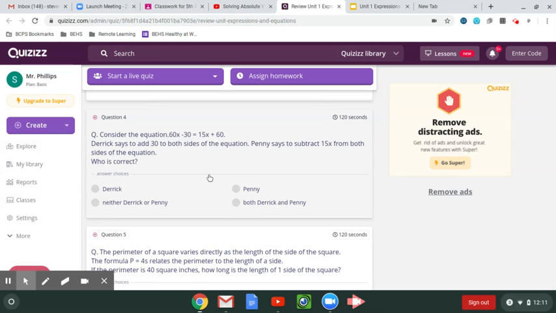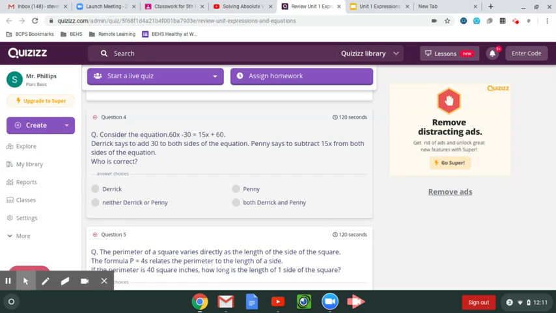Question number 4. Now this hits the nail right on the head, what we covered at the end of last week. Variable on both sides. Consider the equation 60x minus 30 equals 15x plus 60. Derek said you would add 30 to both sides of the equation. Penny says you would subtract 15x from both sides of the equation.